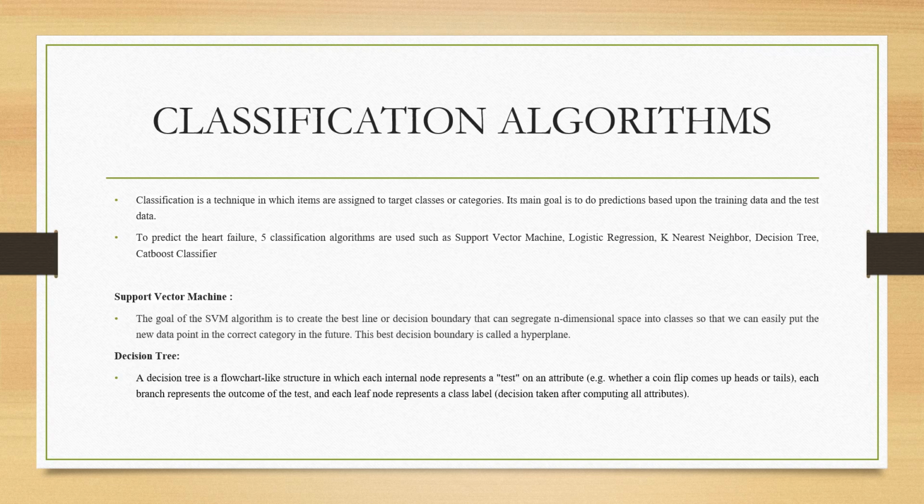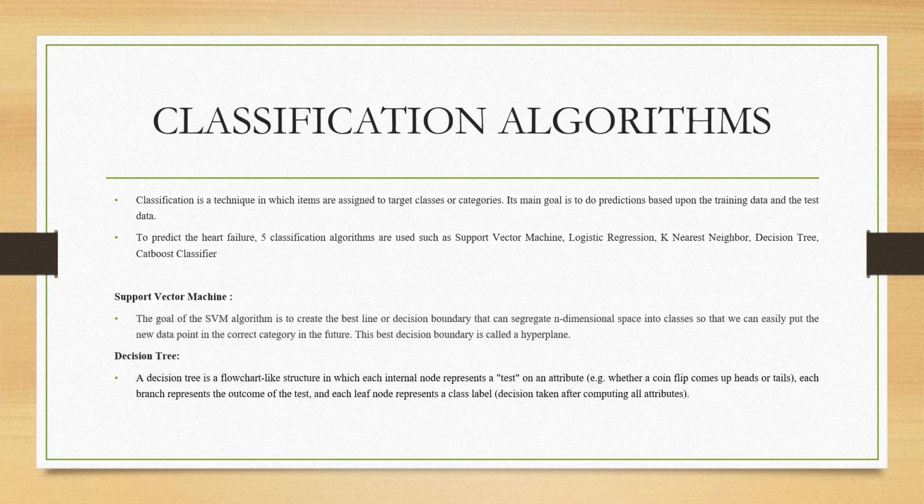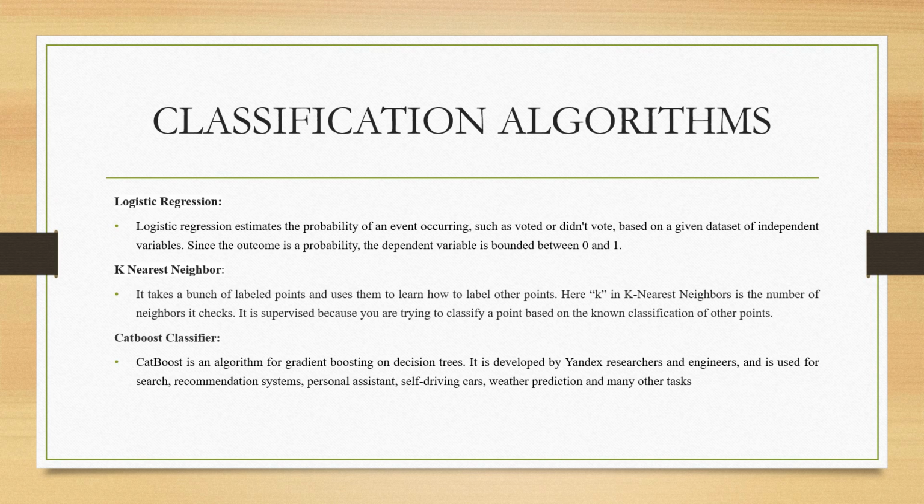These are some classification algorithms. I have chosen 5 classification algorithms, which are mainly support vector machine, logistic regression, k nearest neighbor, decision tree, and CatBoost classifier for the development of the models. Here we can notice that support vector machine, decision tree, logistic regression, and k nearest neighbors are standard machine learning models which we normally create. But the CatBoost classifier is something different from the rest of the models.